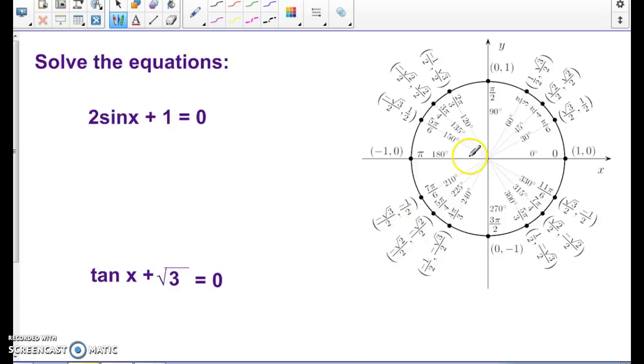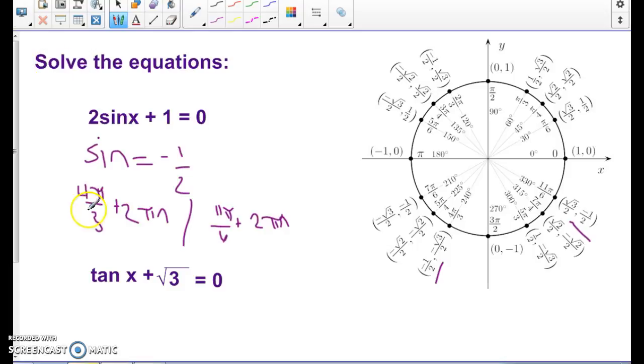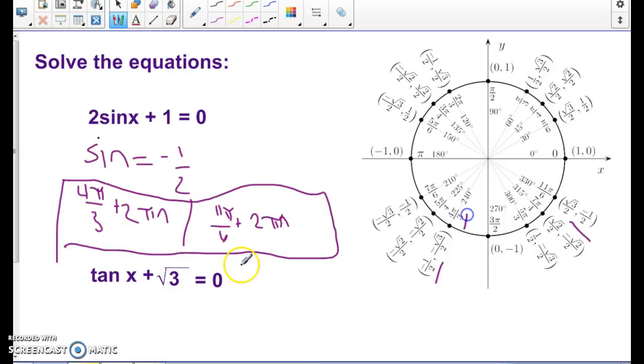Okay, so let's solve these equations. So sine equals negative 1/2. Looks like from the Trunkamunk days. Sine equals negative 1/2. Where does the sine equal negative 1/2? Well, negatives, negative 1/2. So I will have 2 answers for this. My 2 answers, one is 4 pi over 3 plus 2 pi n, and the other is 11 pi over 6 plus 2 pi n.